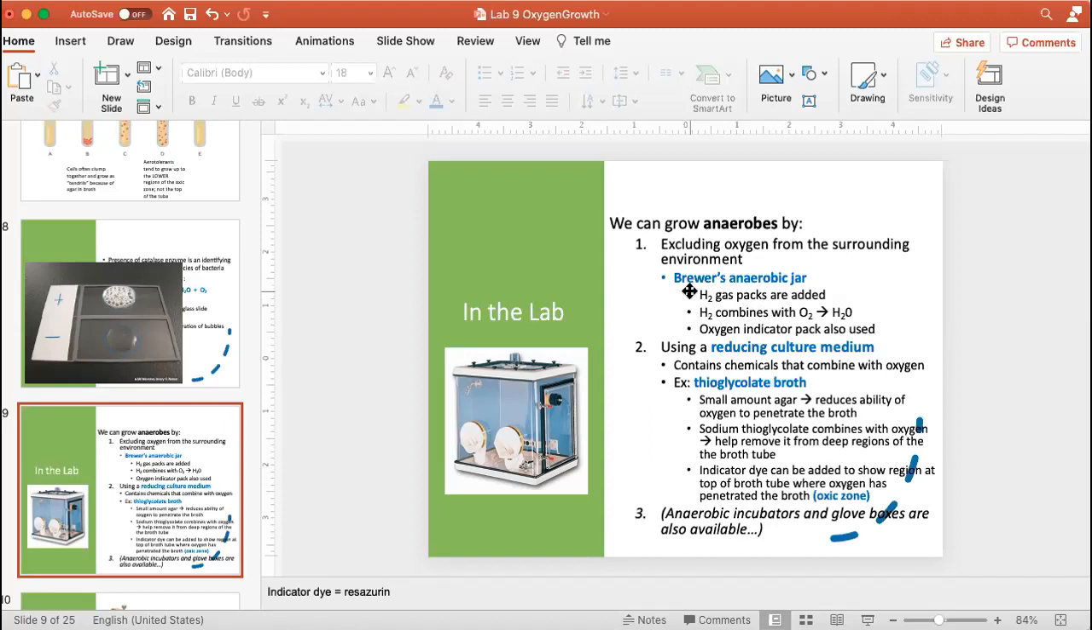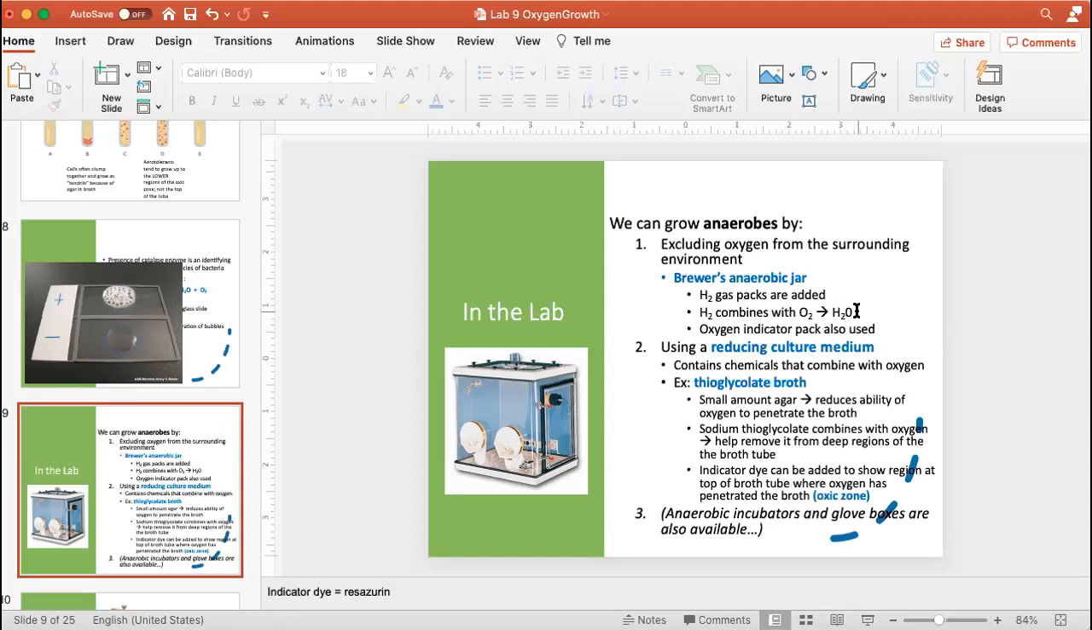This comes with the kit, this hydrogen gas pack. What you do is you poke it, you open it, you put it in the jar, you put your plate in the jar that has cells on it, or your broth tube, and then you put the lid on and close it up tight. That hydrogen that is being released from the gas pack is going to combine with oxygen in the jar and it's going to make water.